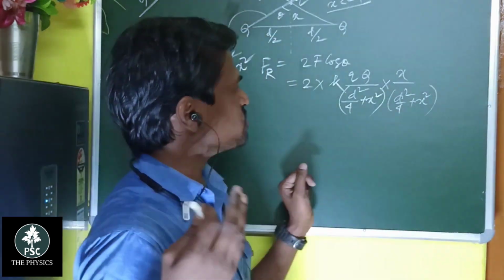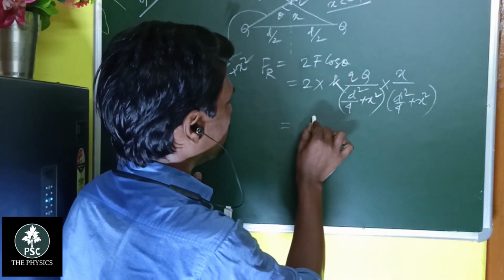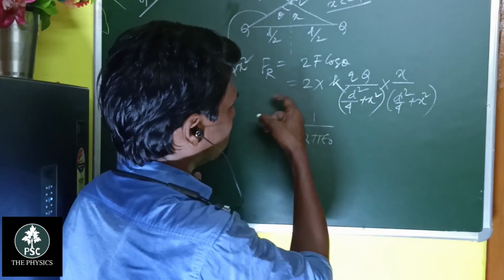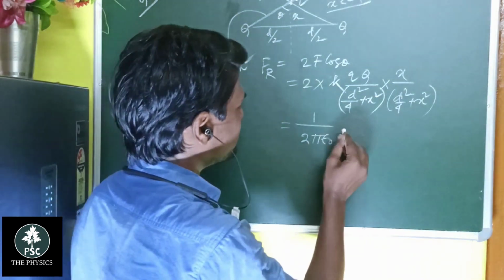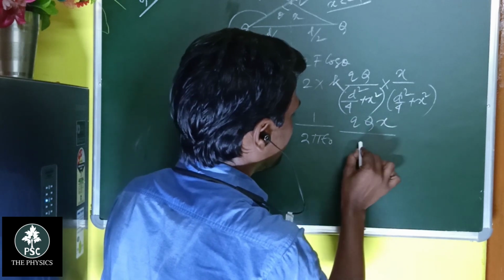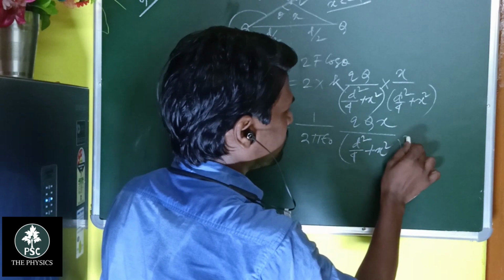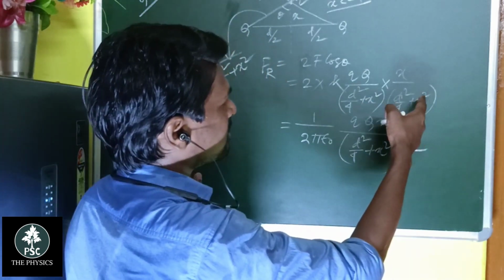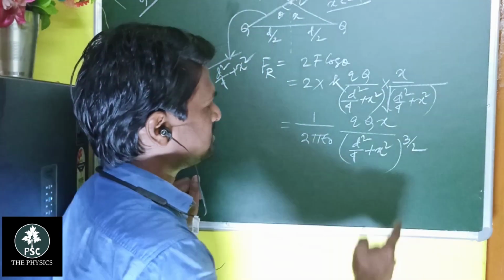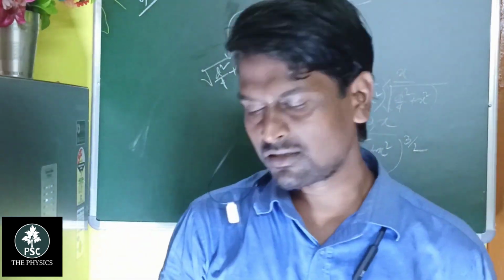So this is the magnitude of the force, and you can write it as 1 by 4 pi epsilon naught. Since 2 and 4 pi epsilon naught cancel, we get 1 by 4 pi epsilon naught, small q, capital Q, x by d square by 4 plus x square whole to the power of 3 by 2. Here 1 plus half gives 3 by 2. So this is the resultant force, and the answer 1 is completed.